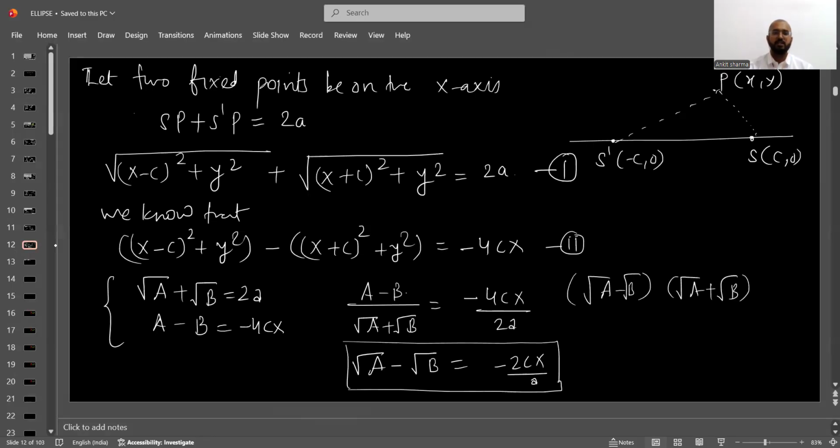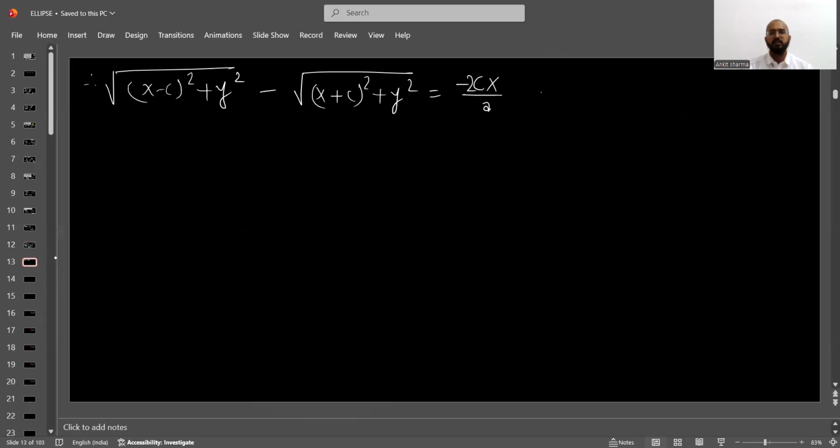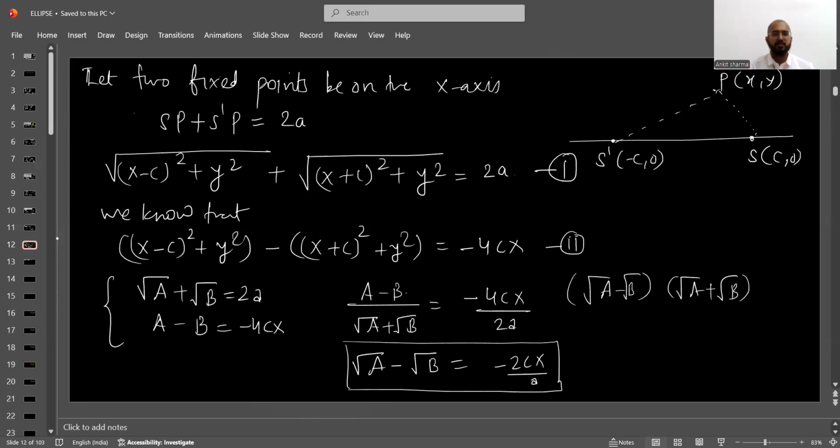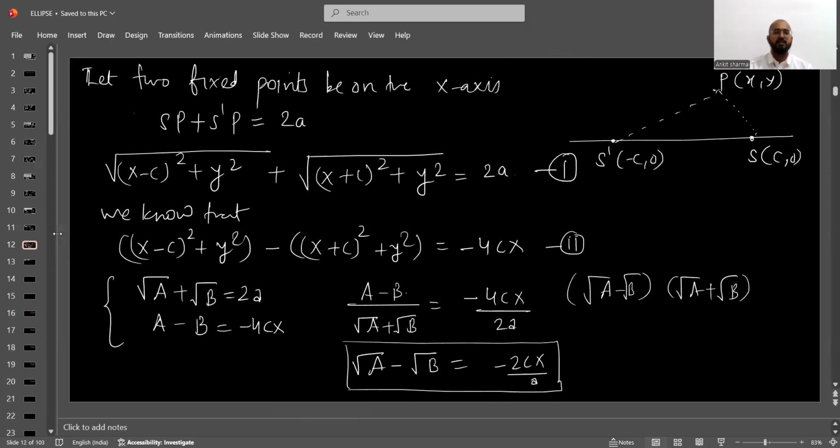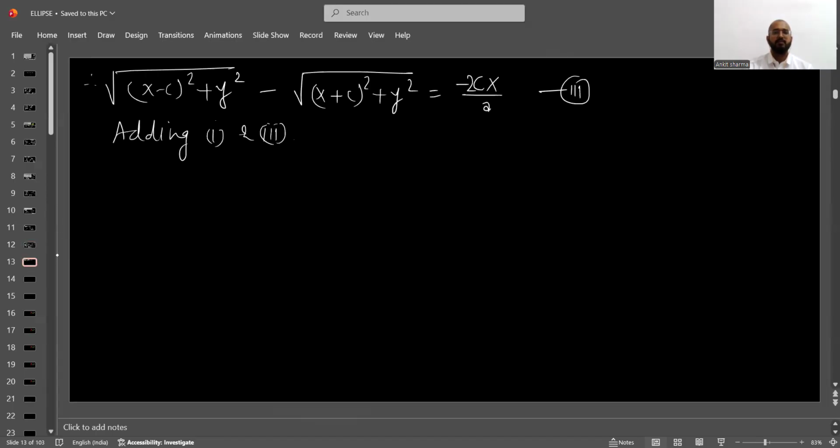Let's call this equation 3. Now these two equations look like simultaneous linear equations. One of the variables is this, one of them is this. So it's like a plus b is equal to 2a and a minus b is equal to minus 2cx over a. So I'm going to add equations 1 and 3. The moment I add the first and third equations, I see that this part gets cancelled.